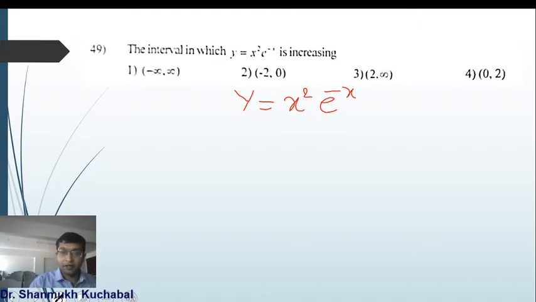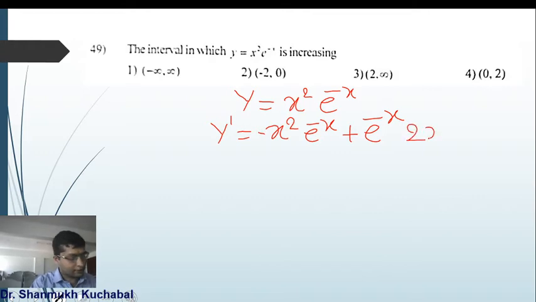For this we need to find the derivative. So y differentiation is y dash. We have to use the product rule. First function as it is, times the derivative of the second function, minus e raised to minus x, plus the second function as it is times the derivative of the first function, which is 2x.